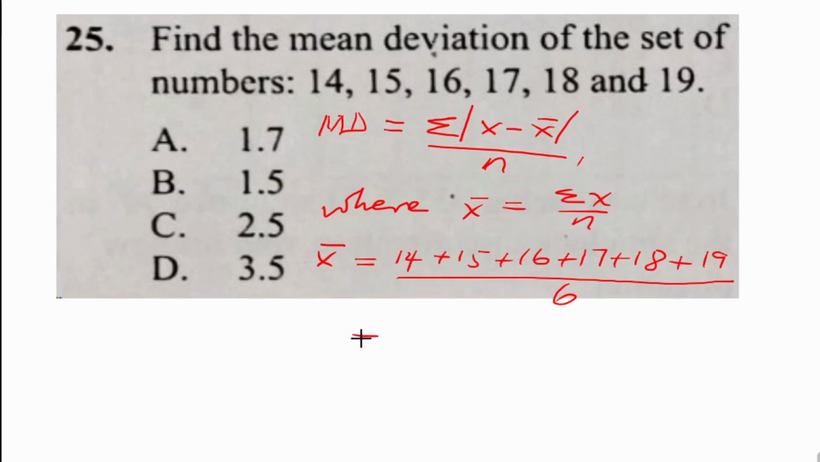And when we add all the 6 values, we are going to get 99 and then divided by 6, and that will be equal to 16.5. So this is our mean, 16.5. Now we go back to the mean deviation, and since this is a summation, I'm just going to use the mean and these values in this formula, and that will give me the summation.